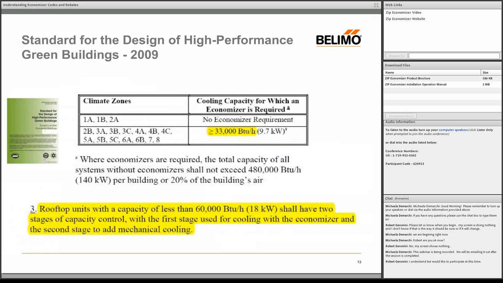Switching gears a little bit to the Standard for the Design of High-Performance Green Buildings, or the Green Buildings Bible, as some people refer to it, in 2009. What they've done is they dropped the requirement for when an economizer is required to 33,000 BTUs. And they also included a note that said rooftop units with a capacity of less than 60,000 BTUs shall have 2 stages of capacity control. First stage for cooling with the economizer, and the second stage to add mechanical cooling.